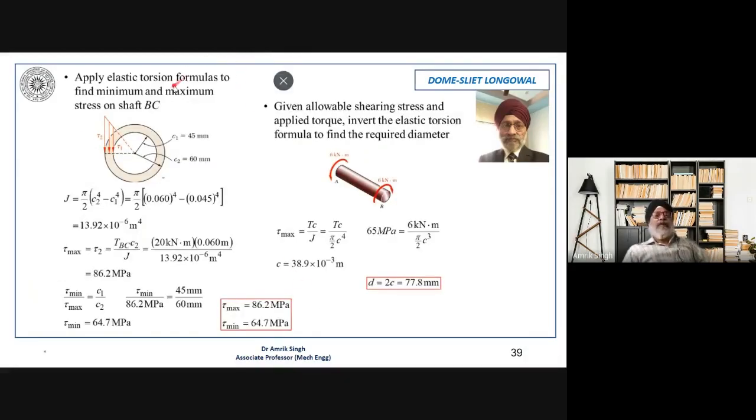Now you apply the elastic torsion formula for the BC, which is the hollow shaft. This way you calculate the shear stress, and similarly you calculate for the shaft AB, which is solid. So you have got the 6 kilonewton and you have got this. So that means the maximum shear stress which is going to develop is this, and the minimum shear stress is this here.